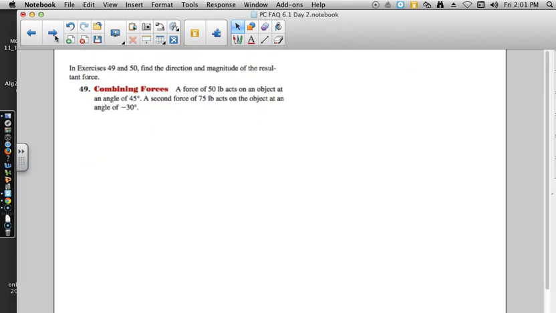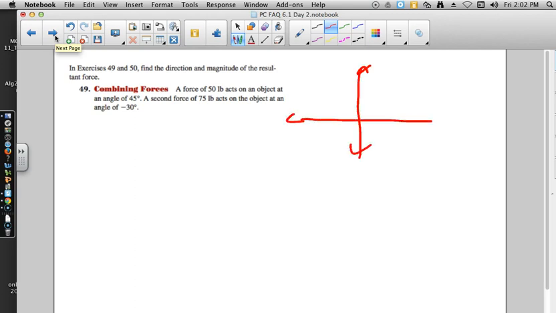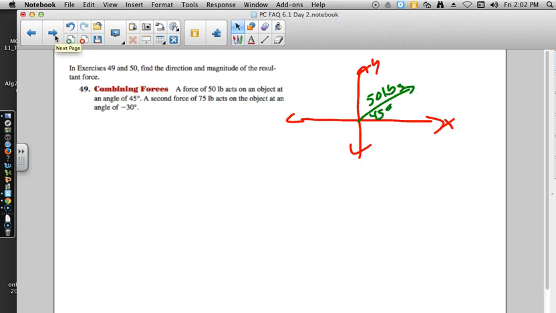Number 49, in exercises 49 and 50, find the direction and magnitude of the resultant vector. All right, we've got a force of 50 pounds acting on an object at an angle of 45 degrees, no bearing. Love that. So there's a vector. A second force of 75 pounds acts on that same object. Negative 30 degrees. So this is very similar to the puppy problem.